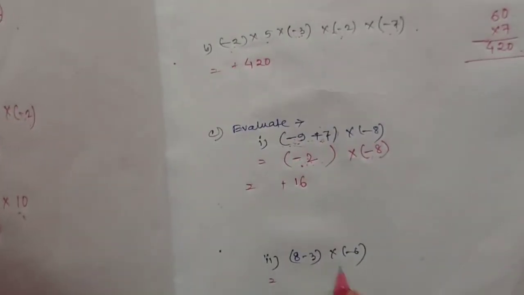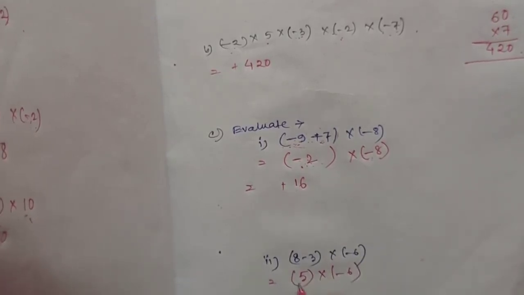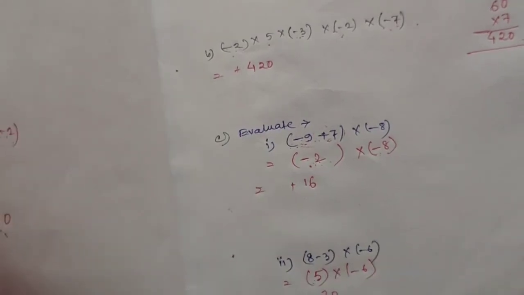Next one, 8 minus 3 multiplied by minus 6. 8 minus 3 is 5, multiplied by minus 6. So 5 sixes are 30. But these two have opposite signs, so the answer will be minus. So minus 30 will be the answer. Okay.